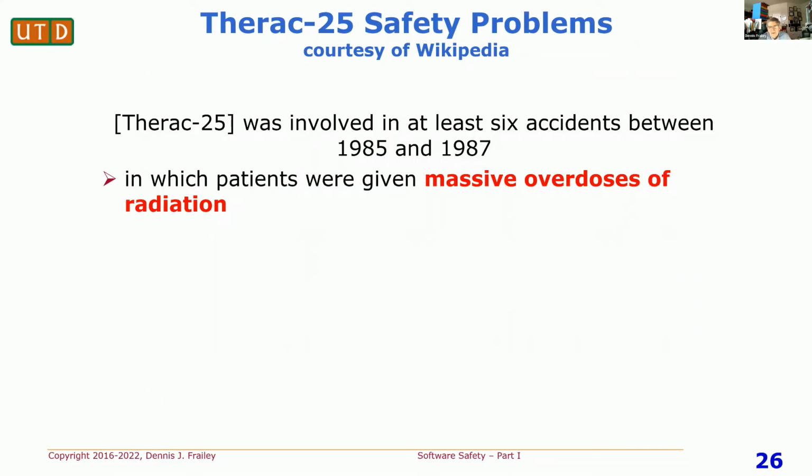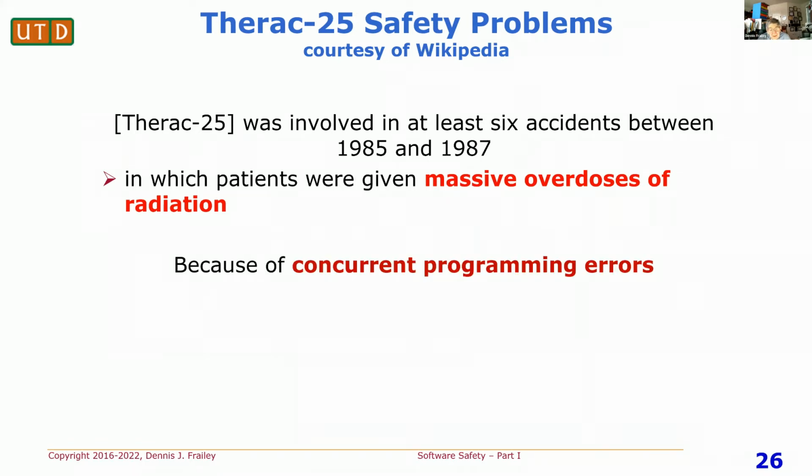It was involved in at least 6 accidents in the late 1980s in which patients were given much too much radiation. Either they were supposed to get a certain amount and they received more, or they were supposed to have a small diagnostic amount and instead they received a large therapeutic amount.